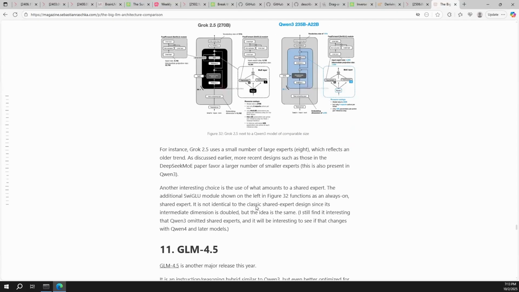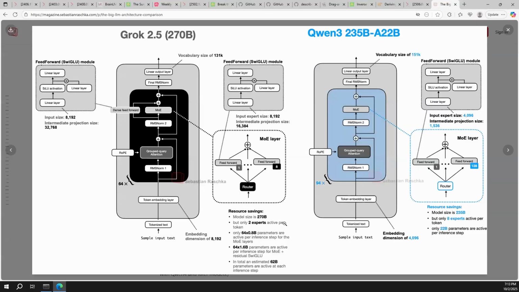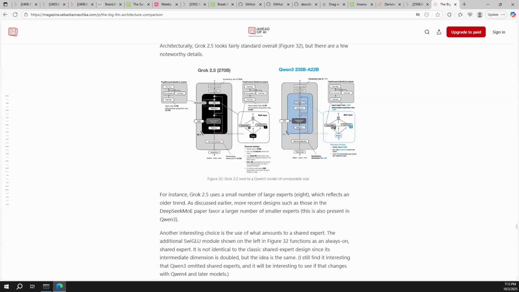What's this dense plus MOE? Do they alternate layers? Qwen's on the left, right? Grok's on the left. Now on the Grok they have a dense next to the MOE. I'm just wondering if they alternate layers or how they did that. Where does it say? Oh, dense feed forward. I don't remember. Let me see if he says here.